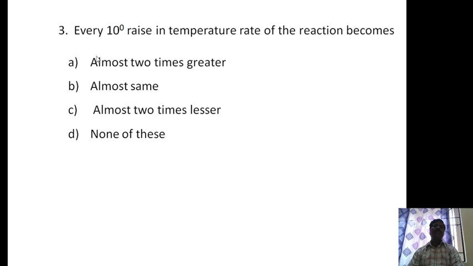Option A is the correct answer for this question: almost 2 times greater. The rate of the reaction is doubled for every 10-degree rise in temperature. Therefore, the rate of the reaction becomes almost 2 times greater. This answer is correct for this question.